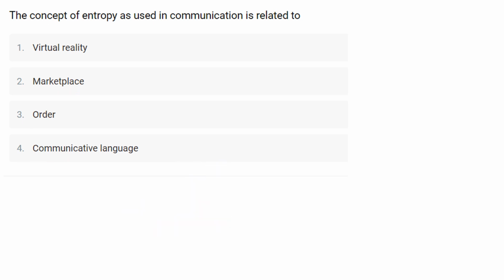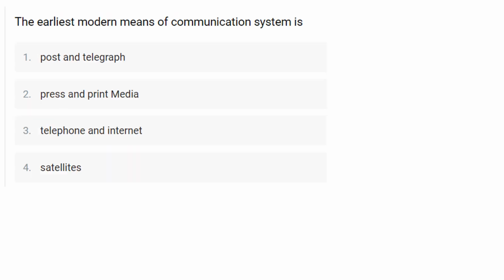So here the correct answer will be option number 3. The concept of entropy as used in communication is related to order. The earliest modern means of communication system is.